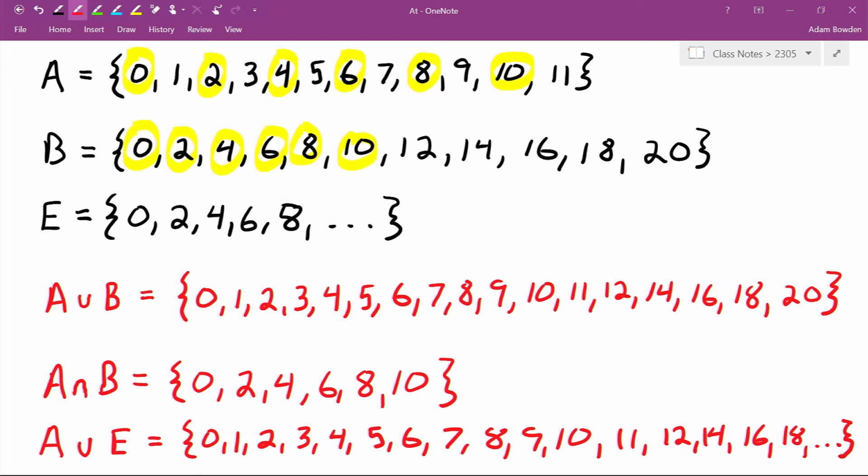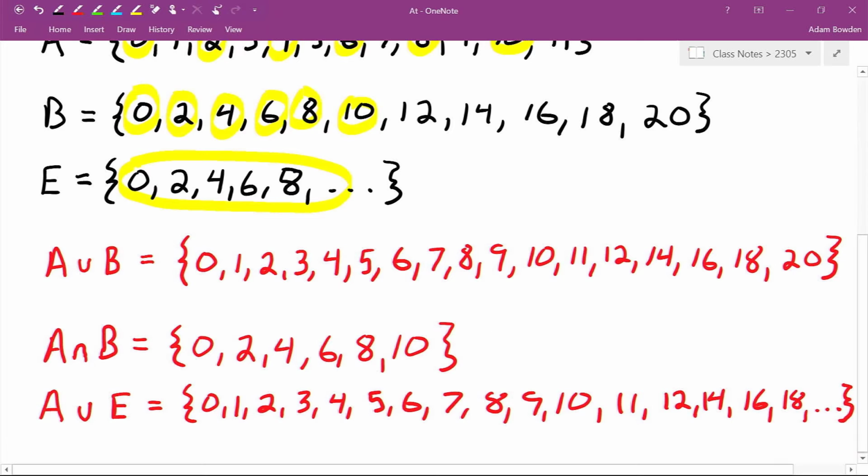If we look at the intersection of A and E, well, it's going to be very much just like we did with A and B, pretty much. The intersection of A intersect E would just be 0, 2, 4, 6, 8, 10.